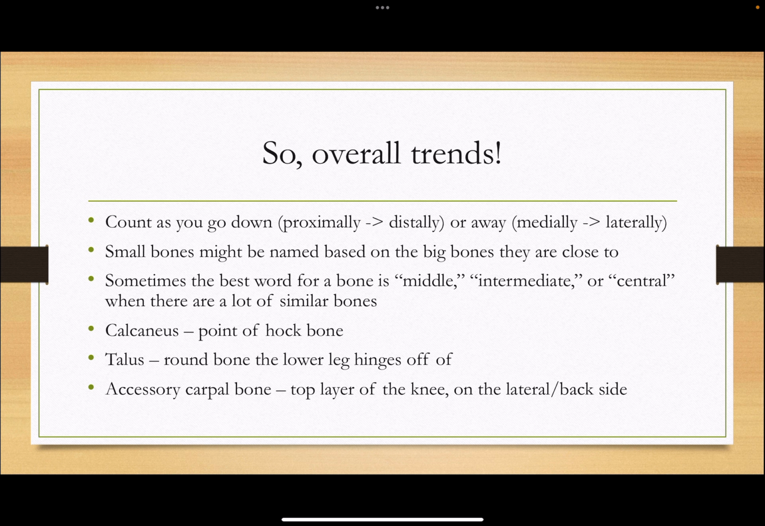Some of the bones in the knee are named after their heroes, aka the big bones on top of them. We learned that the terms intermediate and central were basically just the best words people could come up with for a bone that otherwise has no obvious differentiating characteristics. And then we had a couple other bones that had special names because they're special bones, like the calcaneus, think of making your hand C-shaped to cup the point of the hock, the talus, think of an eagle's talons, and the accessory carpal bone, just an accessory, not bearing a bunch of weight, and hanging off the back/outside of the knee. And those are the patterns of the bones of the limb to follow.